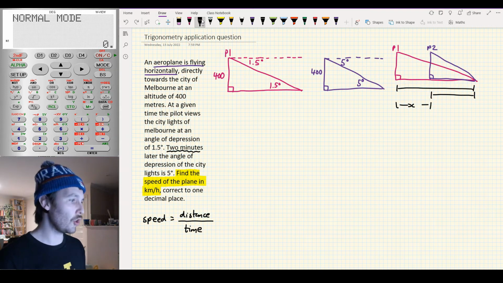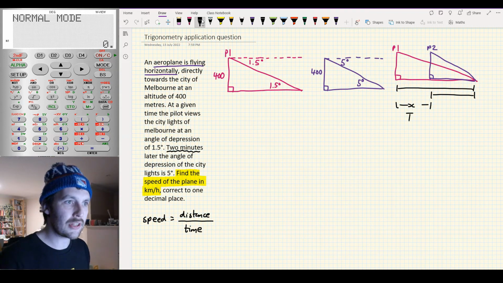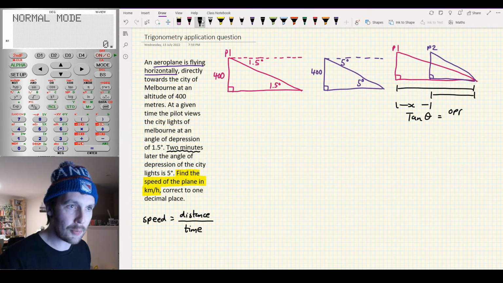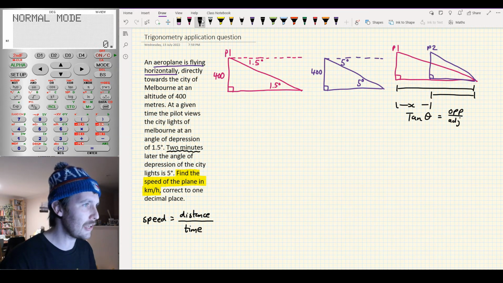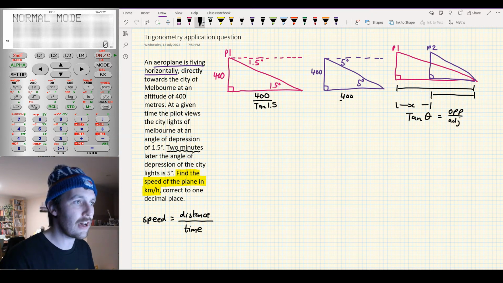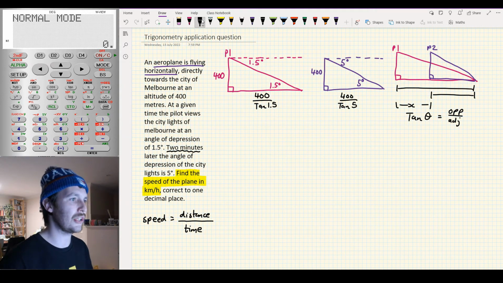Because for these two triangles, we're given the opposite and we want to know the adjacent, we're going to be dealing with our friend, the tangent ratio, which is tangent of the angle equals the length of the opposite divided by the length of the adjacent. So if I'm finding the length of the adjacent, for position 1 this adjacent length is going to be 400 over tan of 1.5 degrees. And for our second triangle, 400 divided by tangent of 5 degrees. Cool, we're getting a lot closer, that's nice.